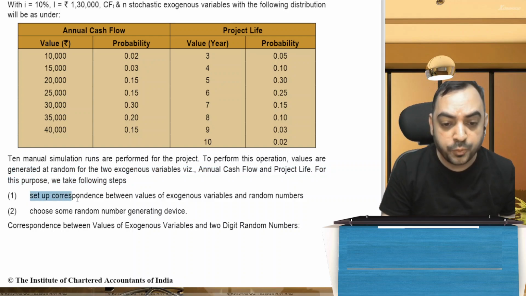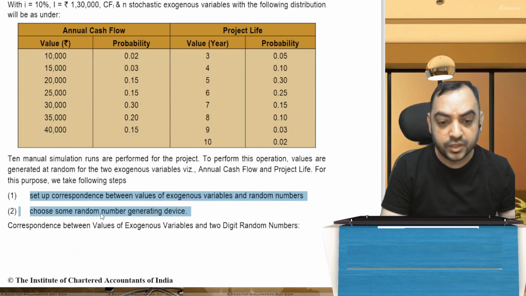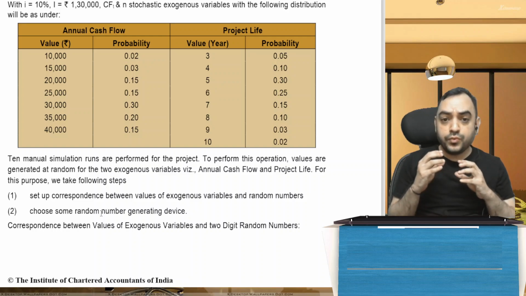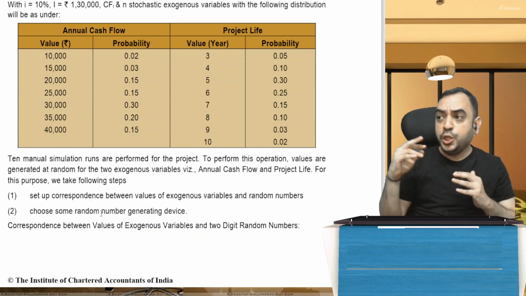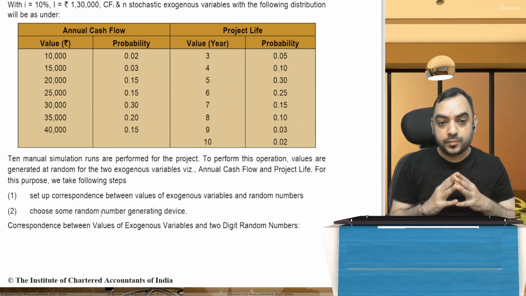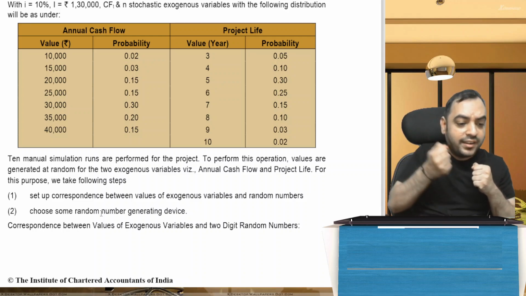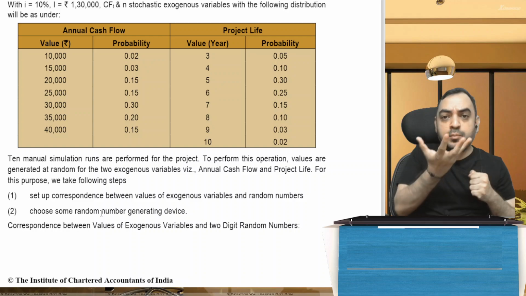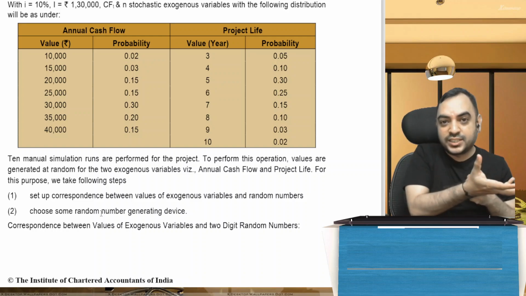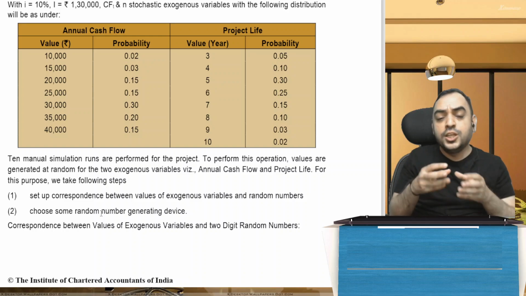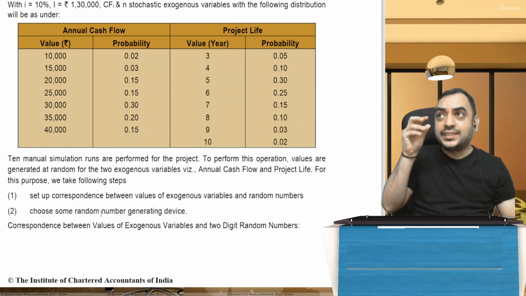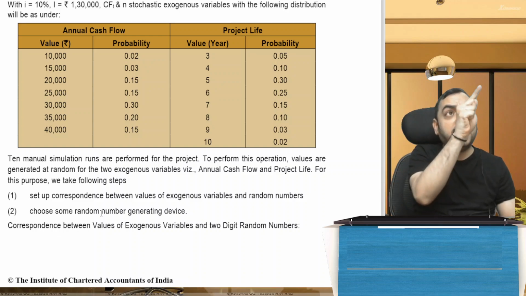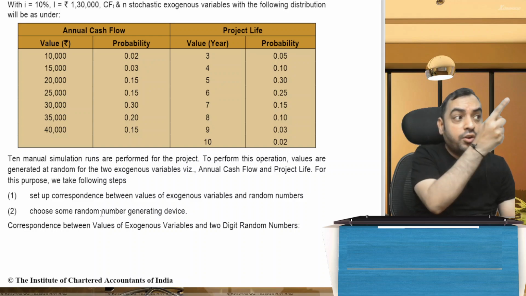Set up correspondence between the exogenous variables and random numbers. Choose a random number generating device. So we run a random number. We have 2-digit probabilities, so we go with 2-digit random numbers. What we do is like rolling a die and taking a random number out of it. Of course, rolling a die is not 6 possibilities here, it is 0 to 100. Suppose it is 72. So I got random number 72.